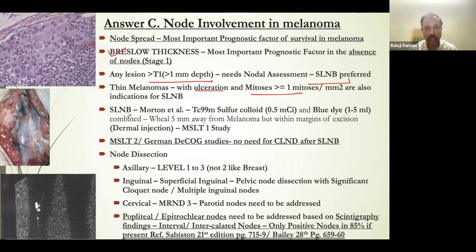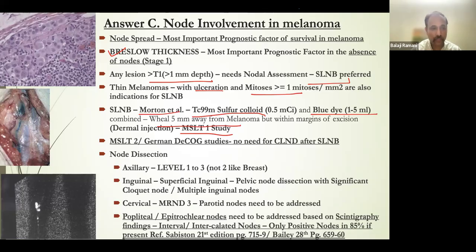a melanoma. So the essential trials that were done were the trials by Morton et al., where they used technetium sulfur colloid, 0.5 millicurie, or blue dye with 1 to 5 ml, injected 5 millimeter away from the melanoma within the margins of excision. It's a dermal injection. So this is the melanoma sentinel lymphadenectomy trial 1. So the MSLT trial 1 was the first trial that proved the benefit of your sentinel lymph node biopsy in melanoma.